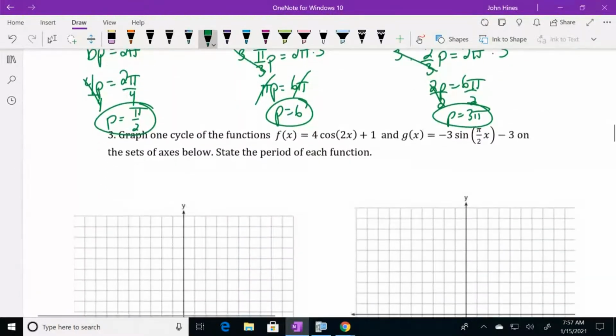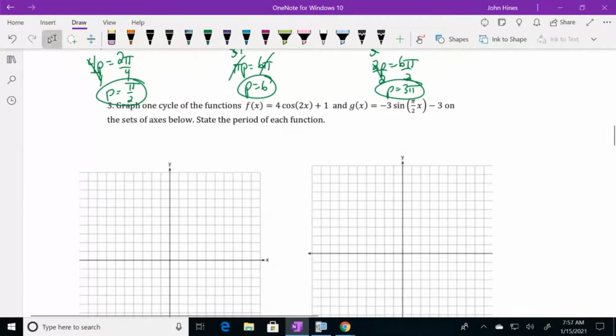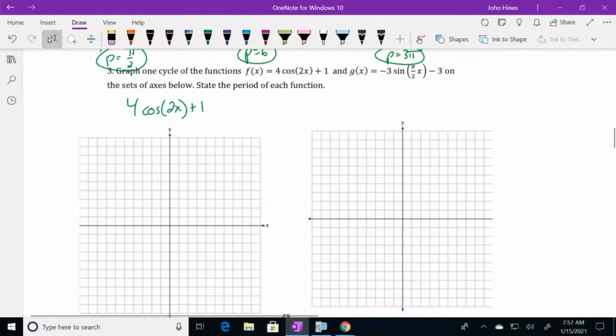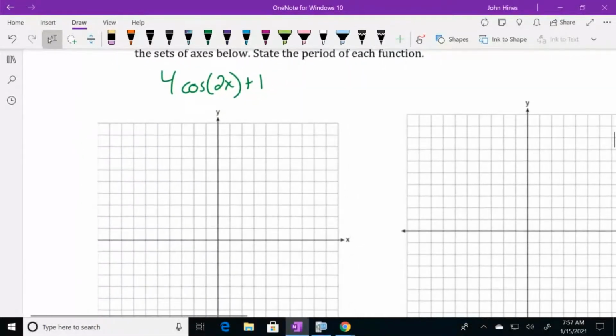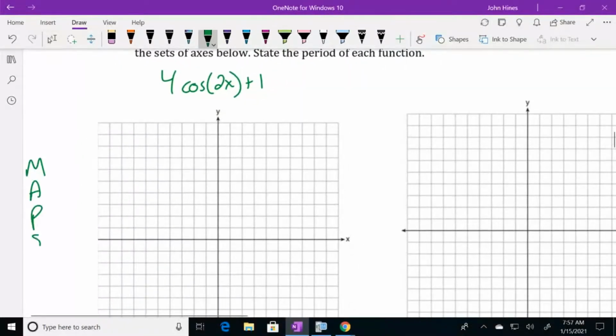Okay, so let's graph these two functions here. Let's graph these and then we'll call it a day. 4 cosine of 2x plus 1. So let's think of our maths here. Not a lot of space. Midline, boom, y equals 1. Amplitude, 4. Period, we've got to do a little bit of work for.